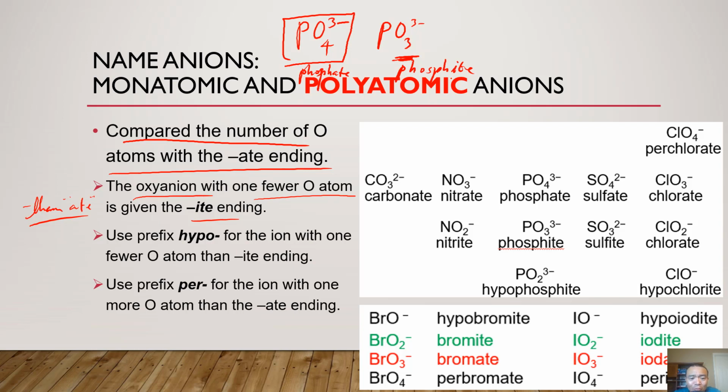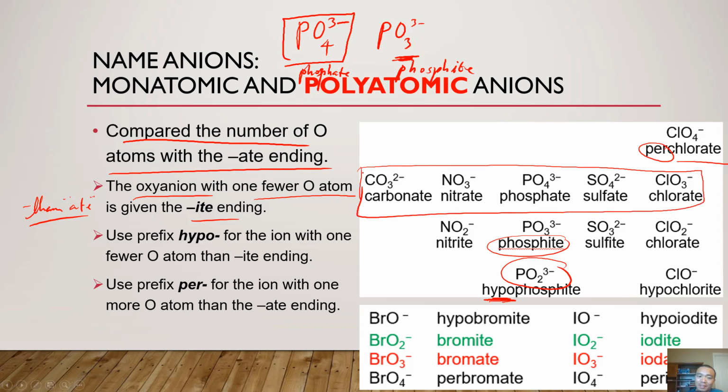What if you have still 1 less? Oh, look at this example. You still have 1 less. What do you call that? You put a hypo before this whole thing. Hypo means below. Okay? That means it's still 1 less than the ITE. What if you have one more than ATE? You actually put a per before that, which means above. Okay, so perchlorate. So that's the 5 you need to memorize, and based on that, you will be able to write the correct names for them.